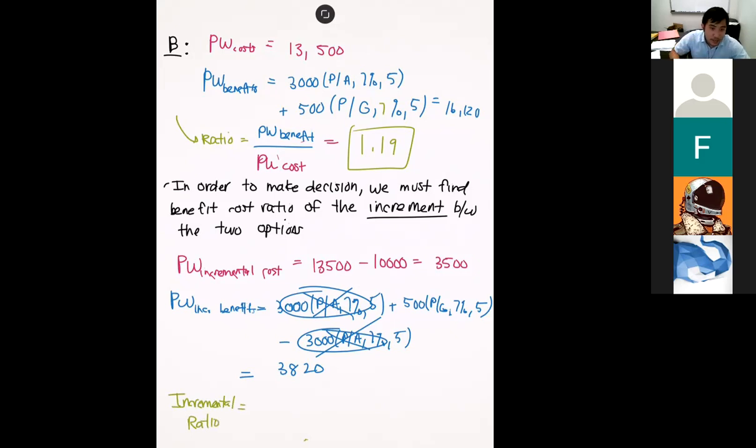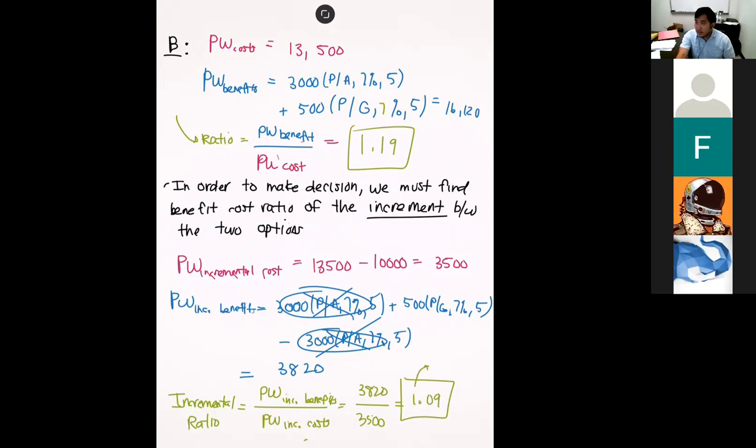Okay. And so the incremental ratio in this case is the present worth of the incremental benefits divided by the present worth of the incremental costs. Okay. And so this is going to be 3,820 divided by 3,500. Okay. And so if we do that, we get a ratio of 1.09.